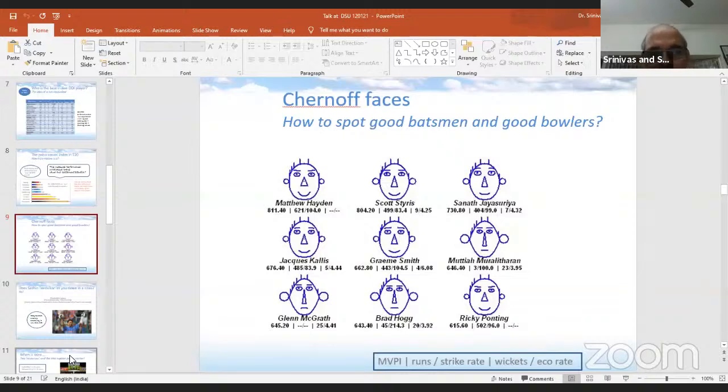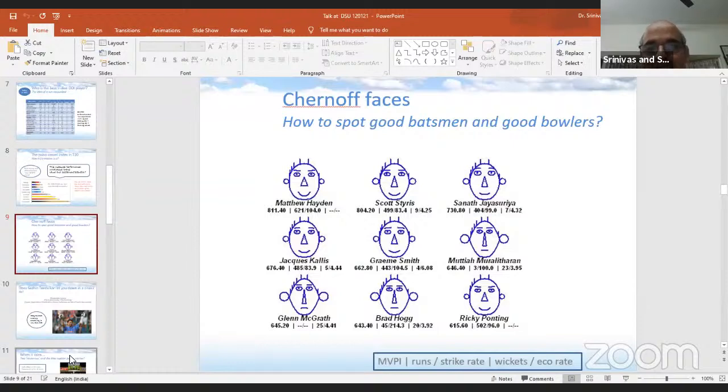Look at Glenn McGrath, huge ears. That's because I think I've matched the ears to the number of wickets they've taken, or I don't know which one. So that's what we do. We take a standard face. And then we say, if he's taken a lot of wickets, make the ears bigger. If he's had a great economy rate, make the nose steeper. If he scored a lot of runs, make his face rounder. If he scored a lot of runs at a very good strike rate, make his smile wider. Okay, you get the idea.